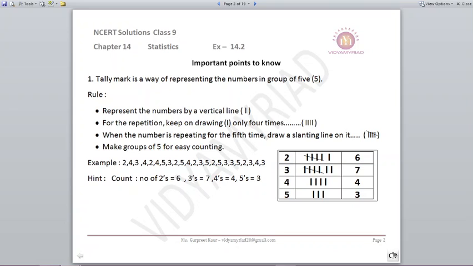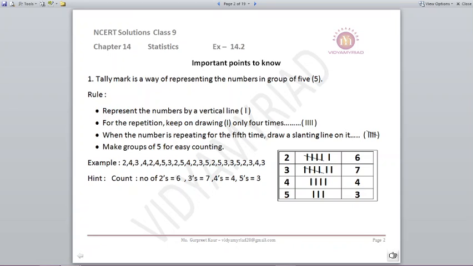Now once the 5 is over and there is one more, a 6th 2, since 2 is coming 6 times, after the 5 I will put one standing line that will represent 6. I don't have to count how many lines I have put. I will just look: there are 4 standing lines and one slanting line, which means a group of 5. So 5 plus 1 is 6. Immediately I can write 6.